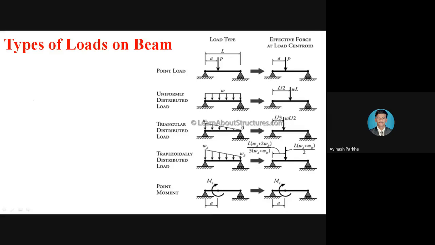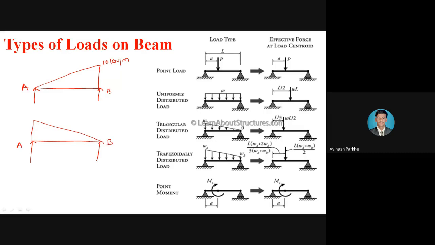So I will repeat UVL once again. I will draw the figure in opposite direction, or I will draw both the figures. Its magnitude is 10 kilonewton meter maximum side. This is point A, this is point B. Similarly, this is point A, this is point B. Here also 10 kilonewton meter.